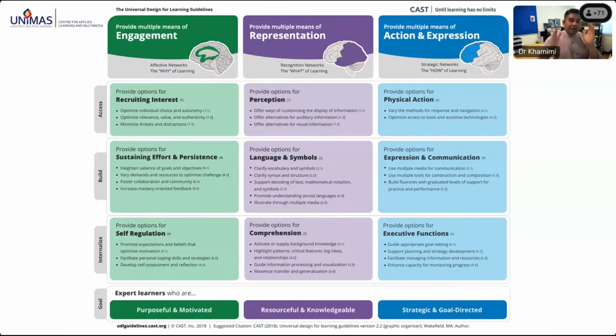udlguidelines.cast.org. Ada semua dia ceritakan macam mana kita provide multiple means of engagement, kan. Dia ada dia punya checkpoint. You will see this number, right? 7, 7.1. These are all explorers. Dia macam explorers, ada checkpoint. 7.1. Kalau you nak provide option for recruiting interest, kalau untuk sustaining effort and persistence, boleh buat satu-satu ni.